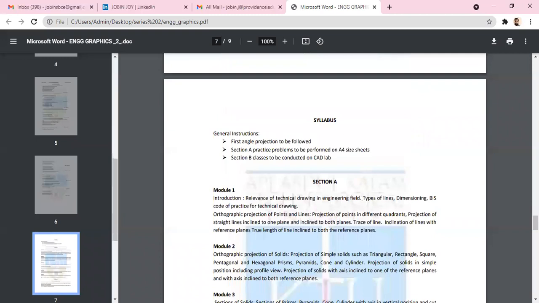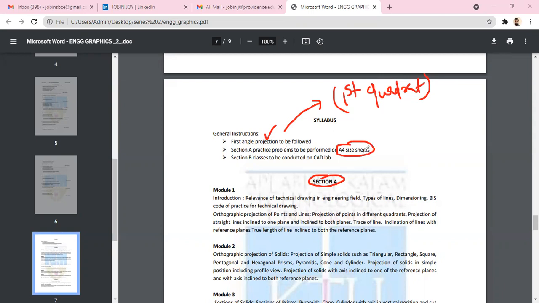So this is the syllabus. First angle projection is to be followed. That means the object is situated in the first quadrant. I already mentioned there will be 2 sections, section A and section B. Section A is performed on A4 size sheets, or here we can use notebooks. You can practice problems in your notebooks. Then section B is conducted in the CAD lab.